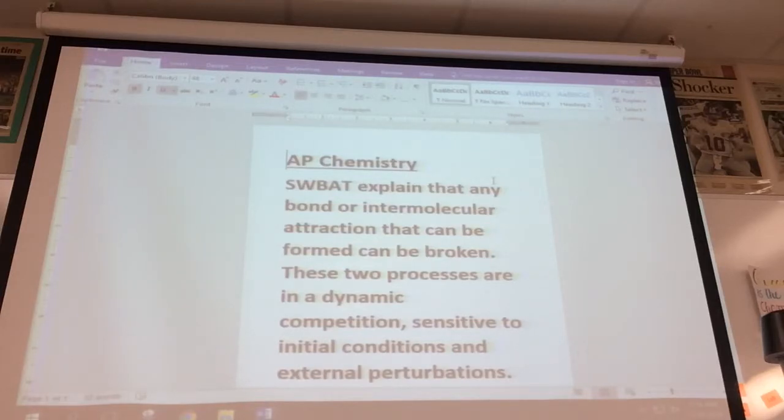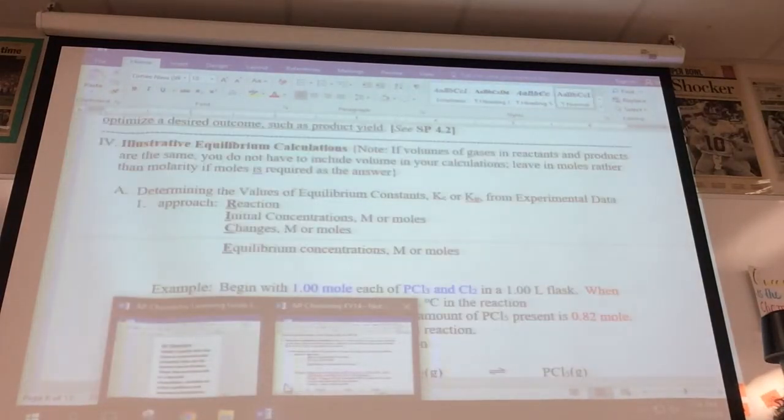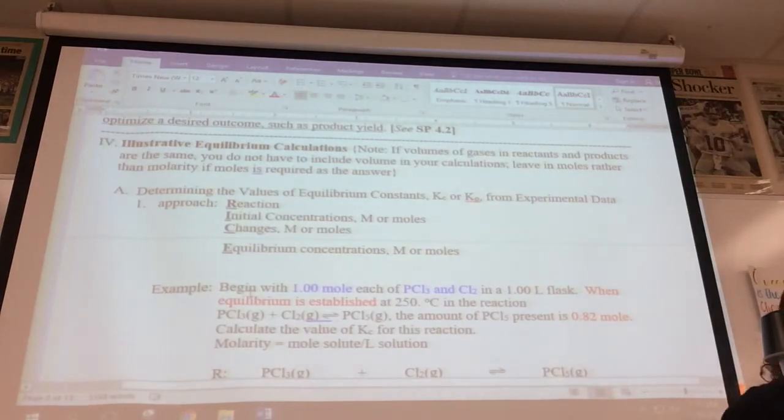And we're going to set up this RICE approach today that's going to be used throughout this 9 weeks, because you're going to use it with equilibrium reactions, and you're going to use it with acid-base equilibria, as well as solubility equilibria. So we're going to talk a little bit about illustrative equilibrium calculations. One note here, I'll get back to this. It says if volumes of gases and reactants and products are the same, you don't have to include volume in your calculation. Leave in moles rather than molarity if they're asking for moles in the answer.